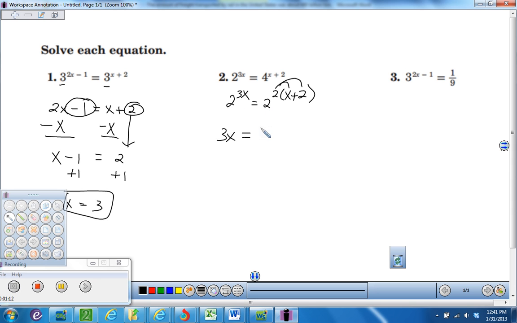So 3x is equal to 2x plus 4. Combine like terms. I'm going to move 2x over by subtraction. So say minus 2x from both sides. So we end up with x is equal to 4.